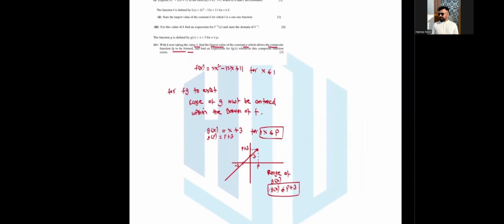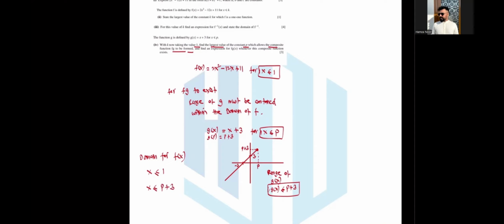The domain for f is that x is less than or equal to k, and specifically for this part, k is equal to 1. So I'm going to say that the domain for f(x) is that x is less than or equal to 1, and the range of g will become the domain for f, meaning the domain for f will now become x is less than or equal to p plus 3, isn't it?